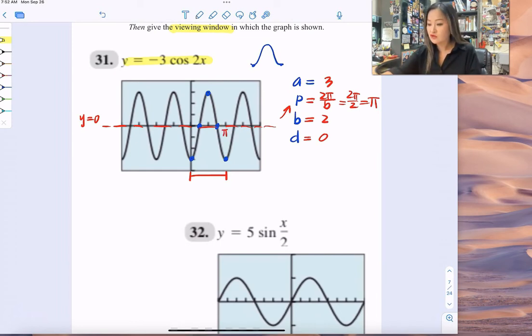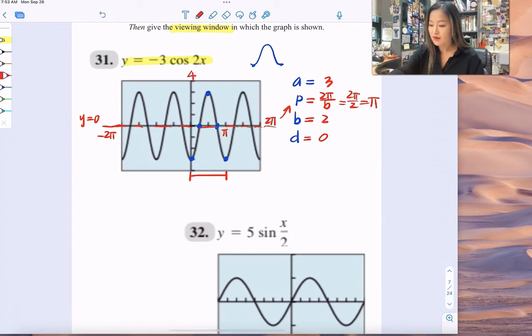Well, if you see, how many cycles do you see, right? You see another one here, right? So this spot must be 2 pi, and this one negative 2 pi, okay? That's the viewing window. But how about the viewing window for the y values, right? So the y value must be, let's count, 0, 1, 2, 3, 4.